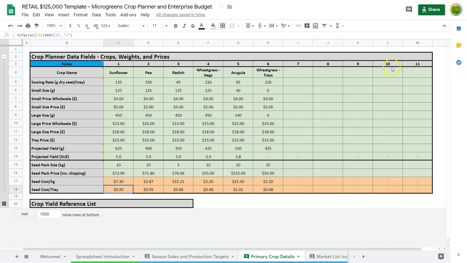The spreadsheet has room for 11 crops, and you can see them all there. I just have six in here right now.